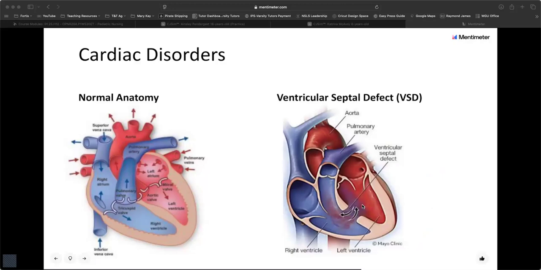So again, we have oxygenated blood going from the left side of our heart to the right side of our heart. And we are, again, looking for heart failure, monitoring that growth. If that defect is particularly large, then we will surgically correct this.